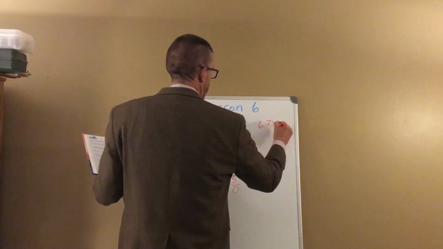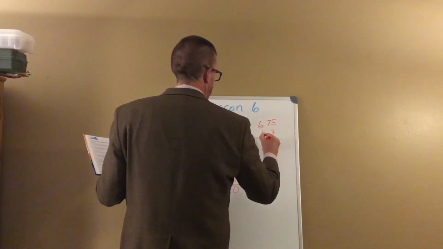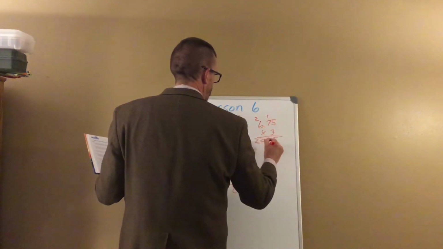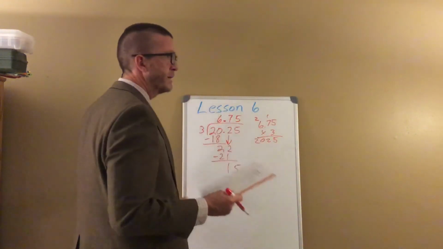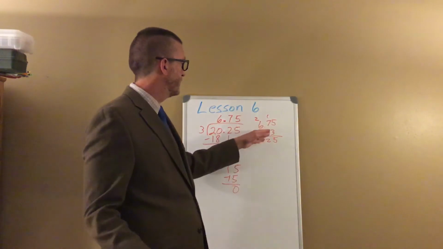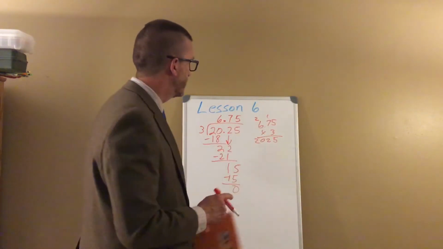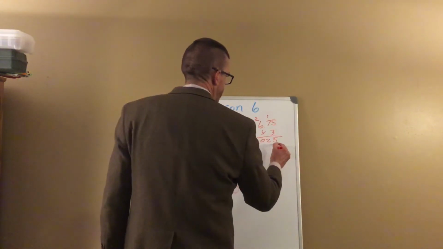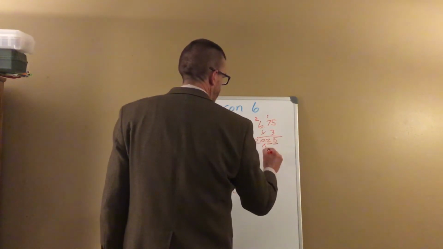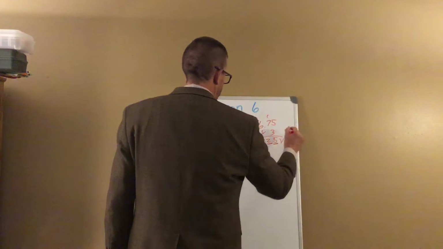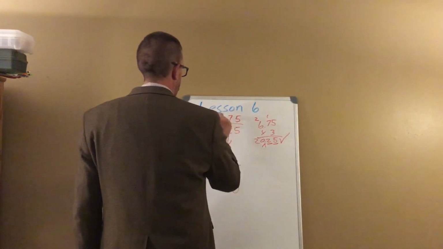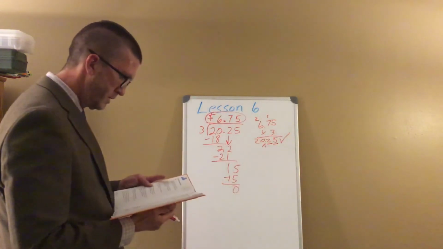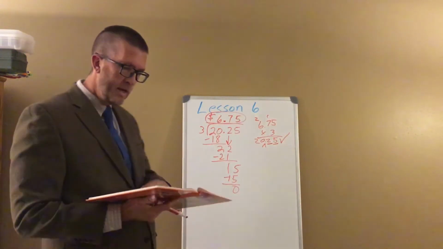Let's check our work. $20.25. Now we go back to unit 4. Think about what we did with multiplying decimals. I've got 2 decimals in my factors. I need 2 decimals in my product. It checks out. Don't forget your dollar sign. Each friend gets $6.75.